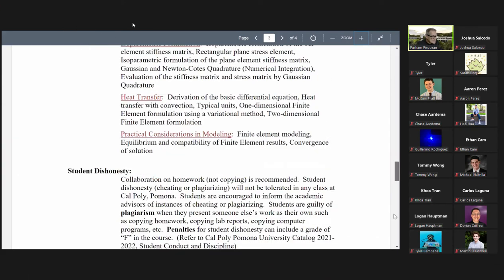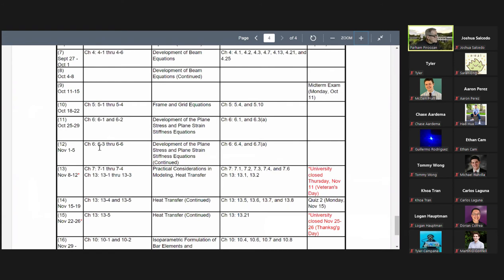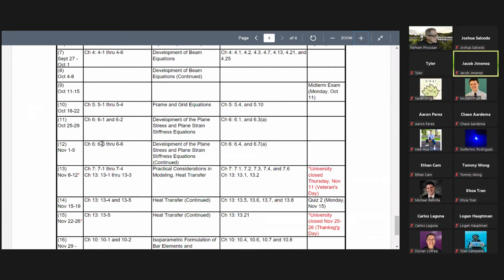We were talking about chapter 6 last week. We are here on November 1st, chapter 6. We started chapter 6 last week. That was about plane stress and plane strain problems. Specifically, we talked about triangular elements, and we looked at the stress and strain formulas for plane stress and plane strain problems. So today, we are going to finish chapter 6, plane stress and plane strain problems.